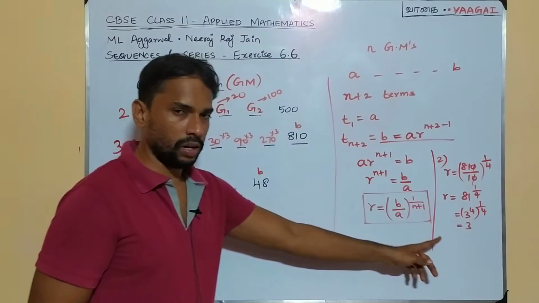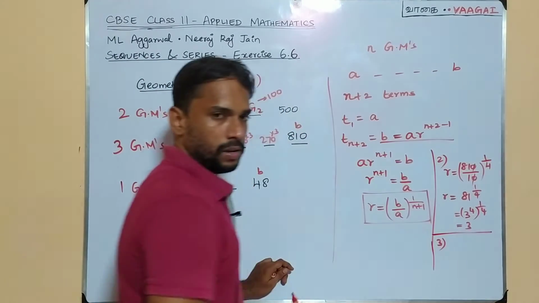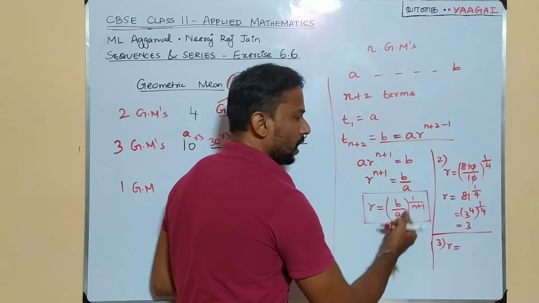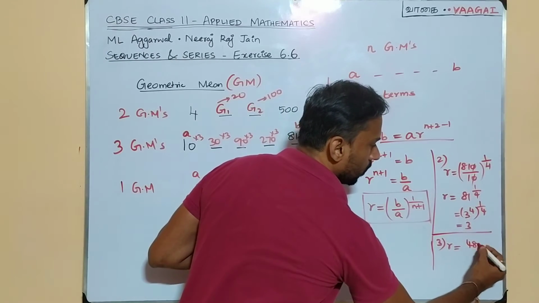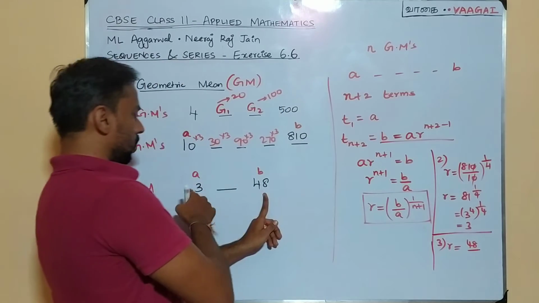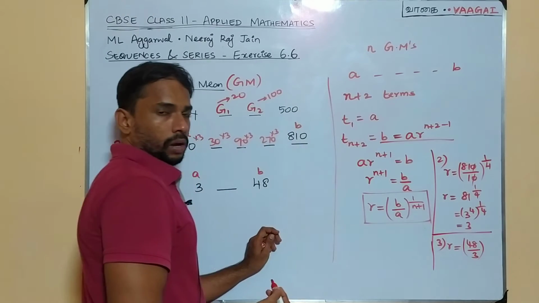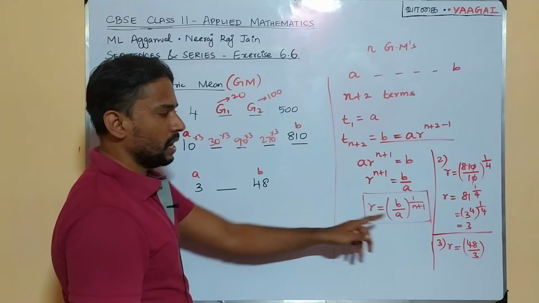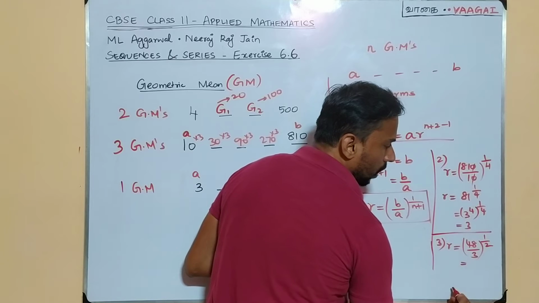Shall I try finding the value of R? I'll take this as example 3. So we'll try to find the value of R. R is equal to B by A whole power 1 by n plus 1. So B is 48 divided by A, which is 3, whole power 1 by n plus 1. n is 1 here, so you will have 1 by 2.